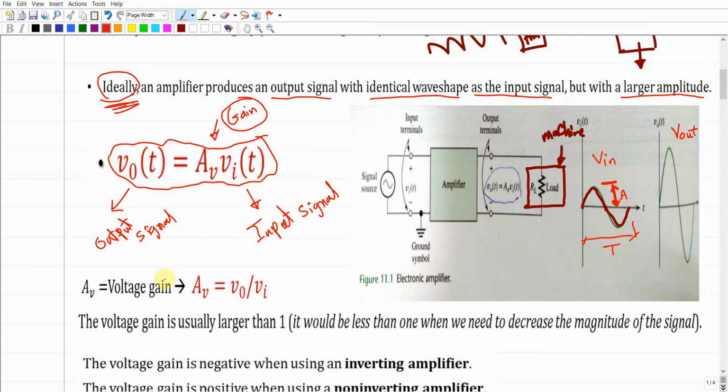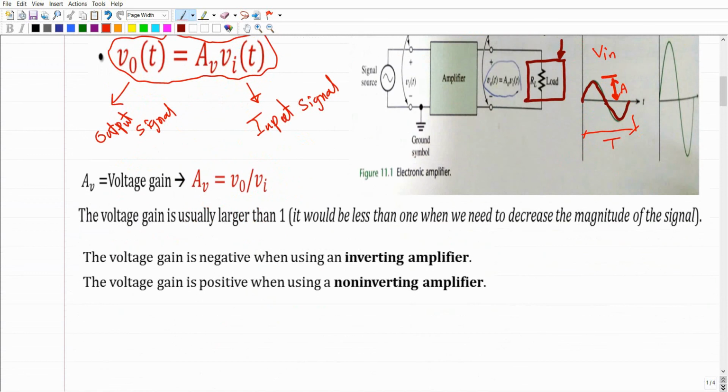So A_V, this is the voltage gain, and any amplifier has its own gain. This is like a characteristic property of the amplifier itself, and it would definitely be different from one amplifier to the other. The voltage gain is usually larger than 1, as long as we are interested in increasing the amplitude, as I said. But in some cases, if we would like to decrease the amplitude, this A_V, or the gain in general, which is A. So generally A is the gain of the amplifier. This is the amplifier's gain.